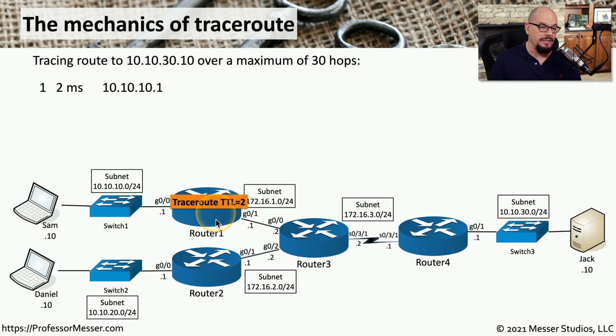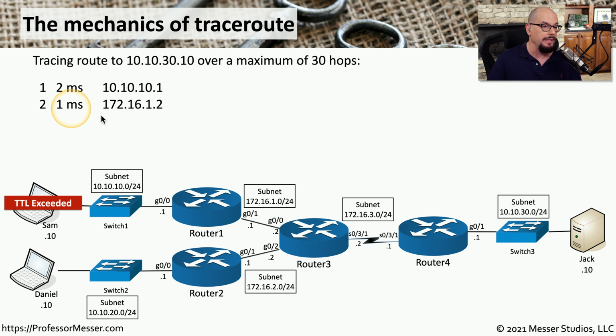The first router receives the message with TTL equal to 2. Since it's going through the router, it decreases the TTL by 1, continues sending it on its way, and when that message is received by router 3, the TTL is set to 0, which causes a TTL exceeded message to be sent back to the original workstation, and Sam makes a note again that that took 1 millisecond, and it was received from 172.16.1.2, which is the IP address of router 3.